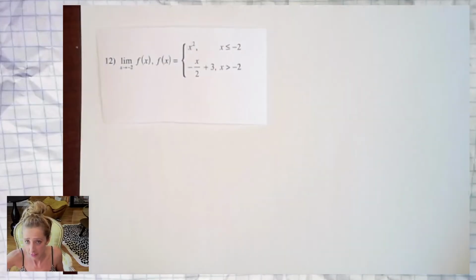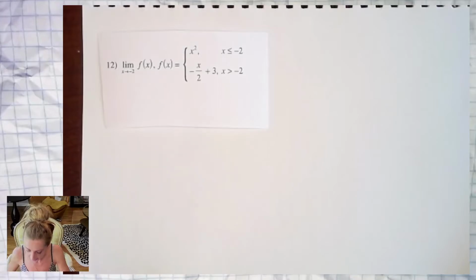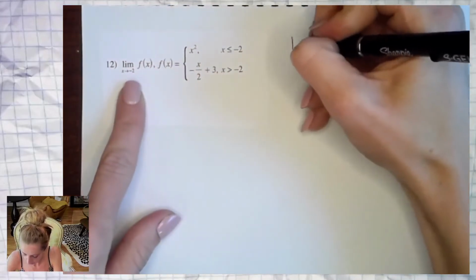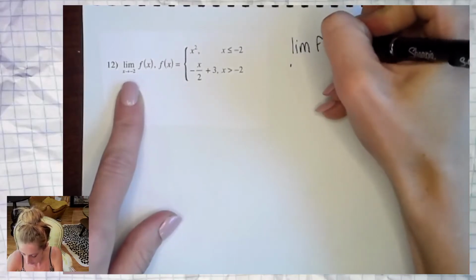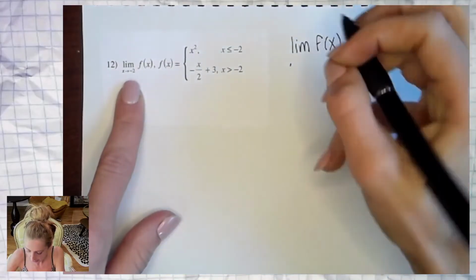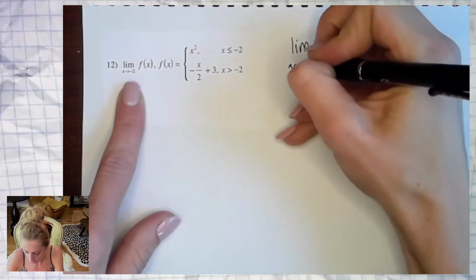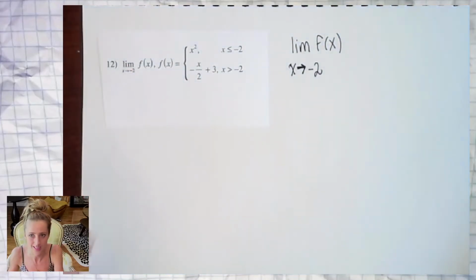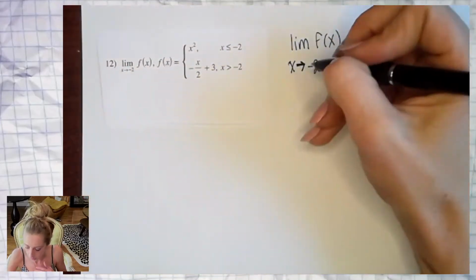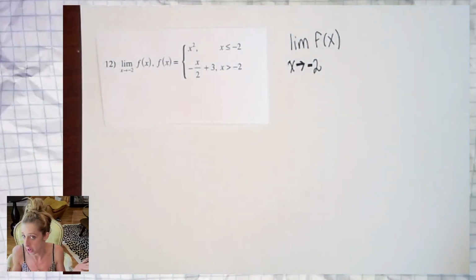We don't have a graph, right? We have instead just the piecewise function, and it's asking us to find the limit of f of x when x approaches -2. No plus sign in the exponent, no minus sign in the exponent, so it's not a one-sided limit or a left-hand limit or a right-hand limit. It is just a general limit.